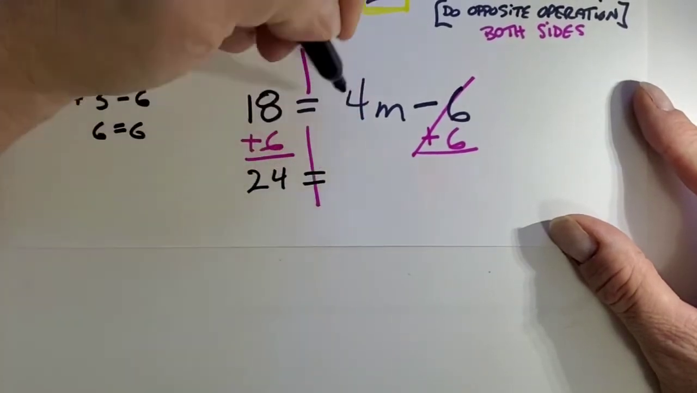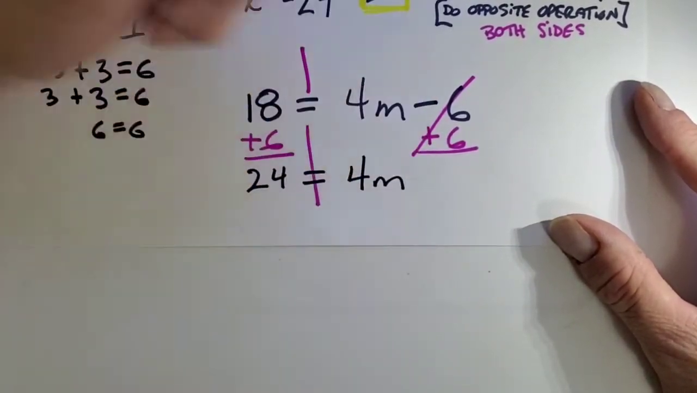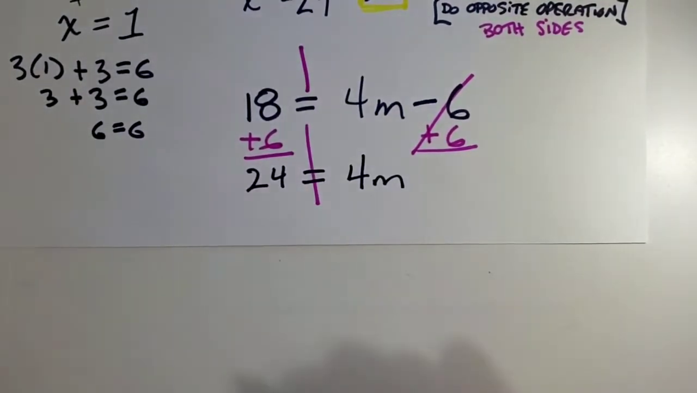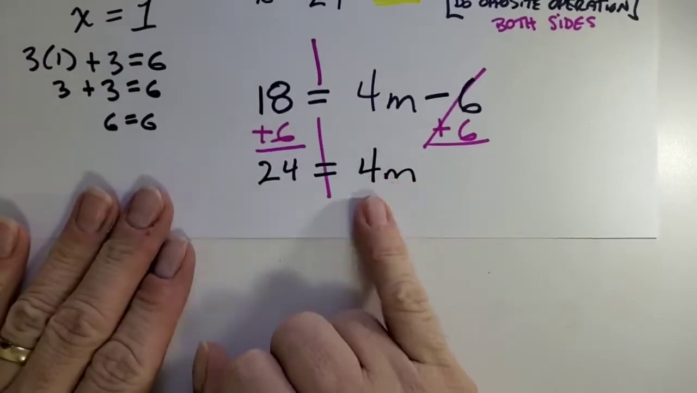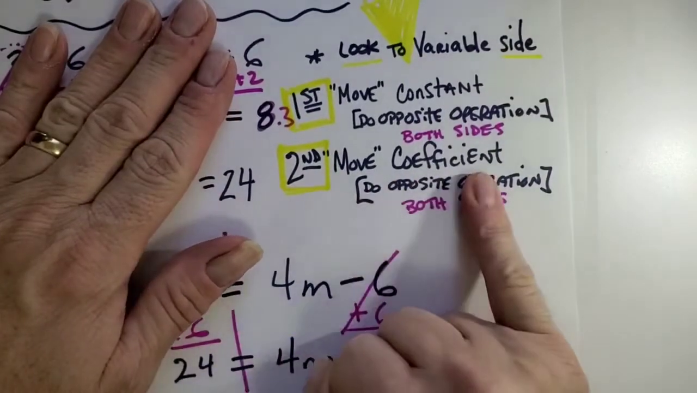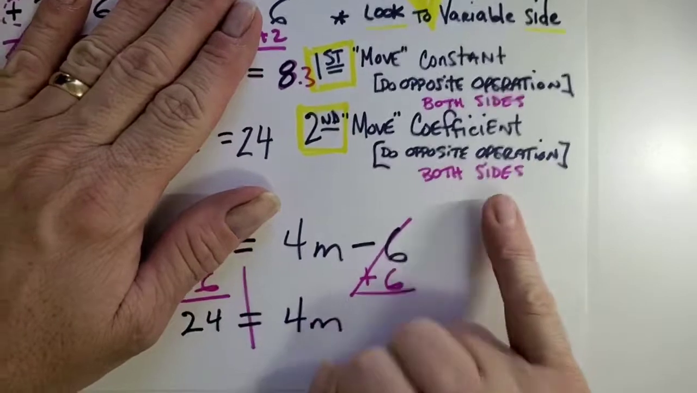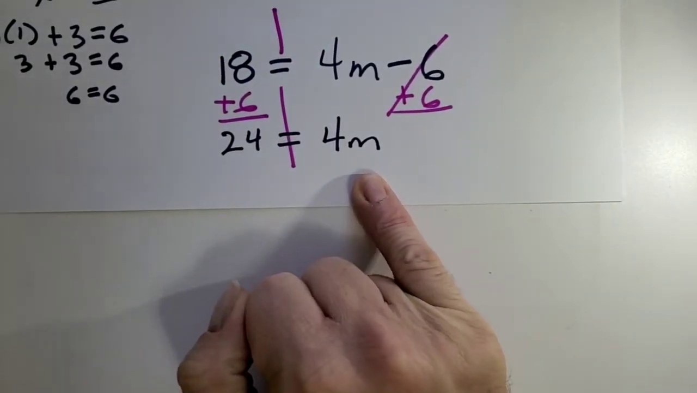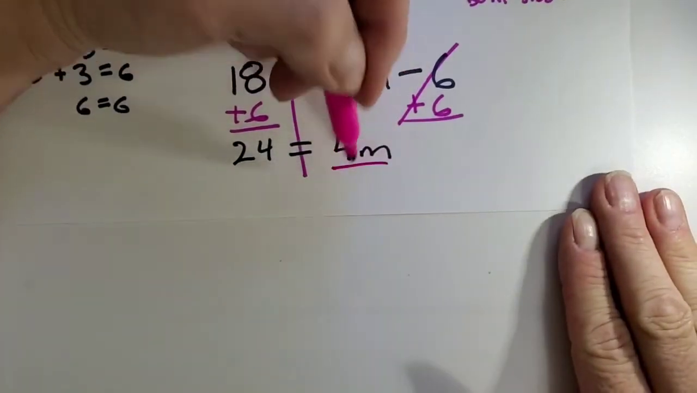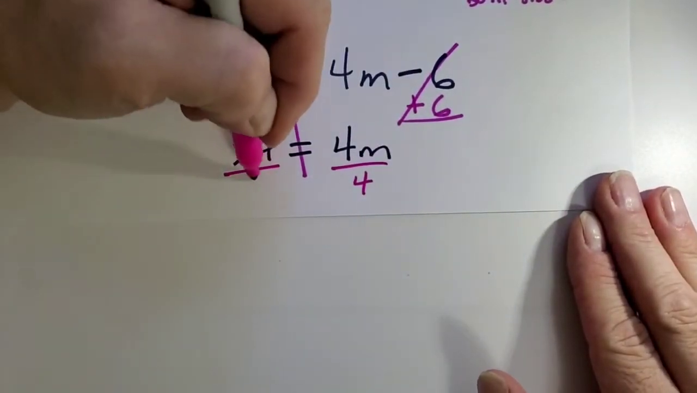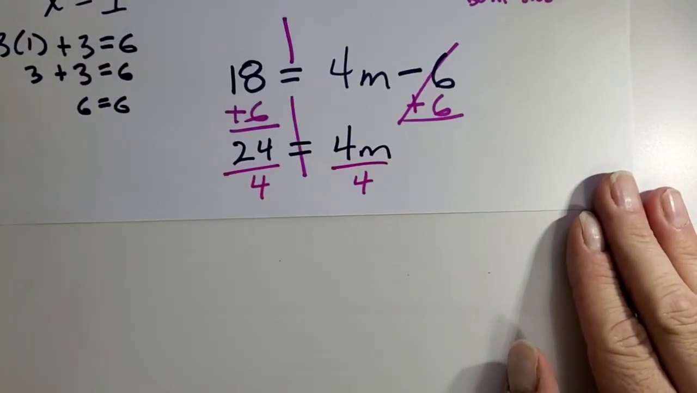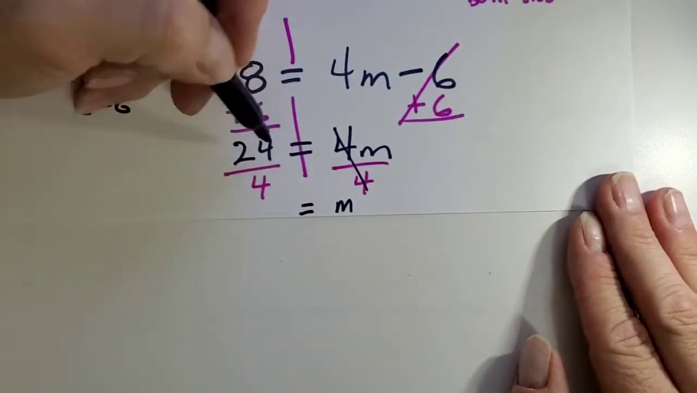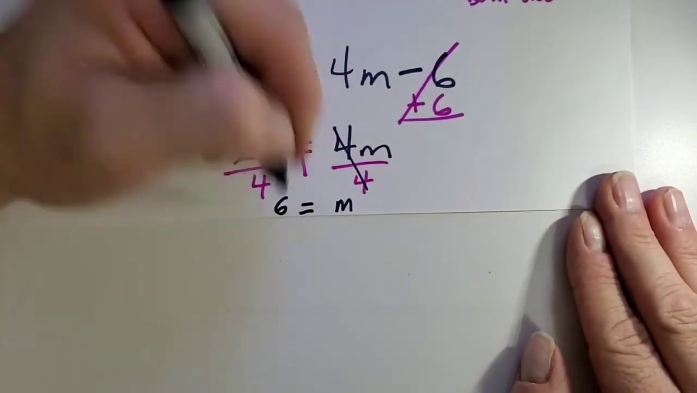Copy this, copy this. See? You guys know what to do here, right? You solved these the other day. So, I'm going to move the coefficients. And to move that coefficient, I'm going to do the opposite operation to both sides. So, what operation is this? This is multiply. So, I'm going to do the opposite of multiply. Divide. Divide. And I end up getting the final answer. These cancel. M equals whatever the quotient of 24 and 4 is.